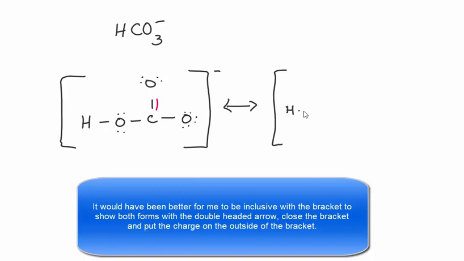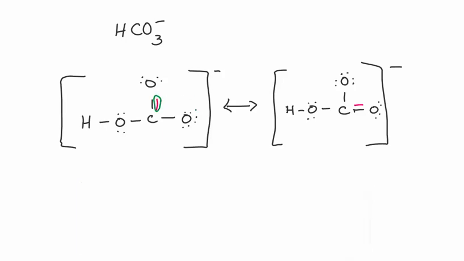So what we're showing with these two structures is the movement of this pi bond and this pair of electrons, which becomes this pi bond and this pair of electrons. So we're showing a resonance form. Now let's calculate some formal charges.